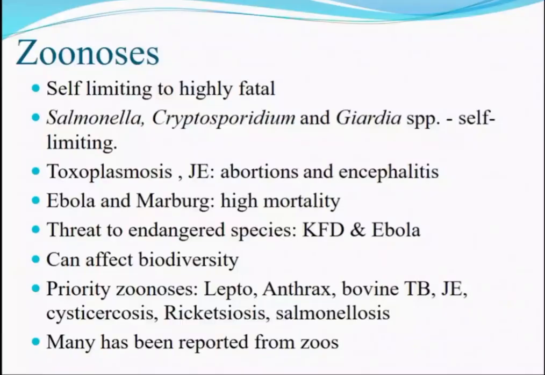When it comes to zoonosis, we have a prioritized list, that is, some zoonoses are more important when it comes to the economics involved or the risk to humans involved, etc. Priority zoonoses include leptospirosis, anthrax, bovine TB, Japanese encephalitis, cysticercosis, rickettsiosis, salmonellosis, etc. It is very important to understand that many of these priority zoonoses have been reported from zoos as well.